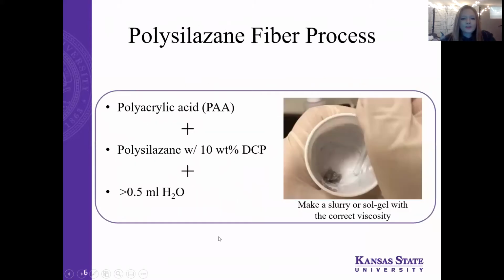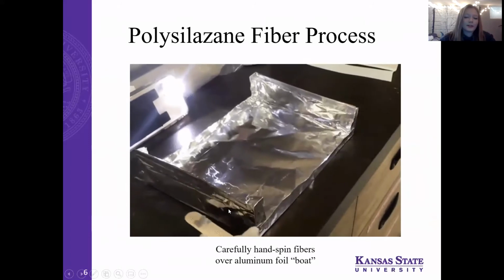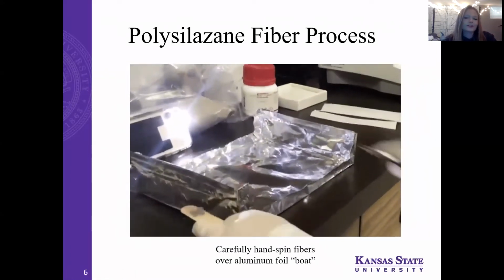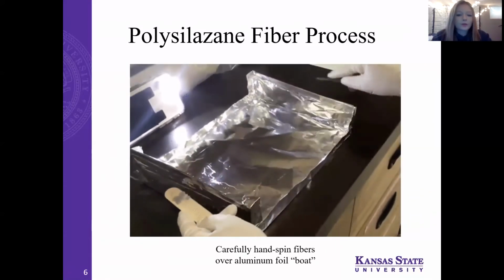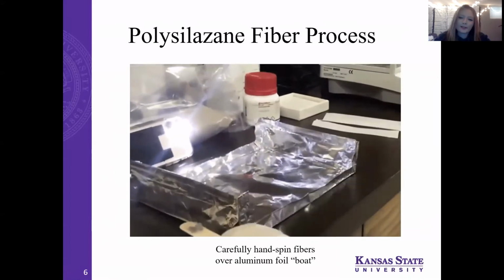And so our process starts with the polyacrylic acid. We put that into a cup, we measure it out, and then we'll add our polysilazane with 10 weight % dicumyl peroxide here, and then we'll start to add water drop by drop. And so that helps us to make a slurry or a sol gel with the correct viscosity for drawing fibers. Once we have that, we'll put that slurry or that sol gel on a popsicle stick and use a pair of tweezers to stretch the fibers across an aluminum foil boat. And so we use this aluminum foil boat because the aluminum foil won't deform during the cross-linking, so the fibers will stay nice and tight and they won't get damaged.